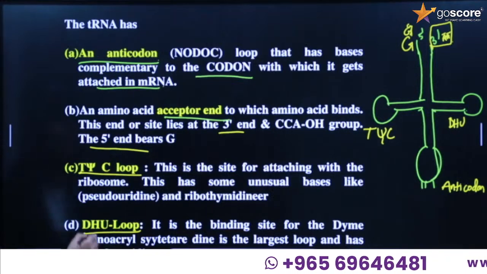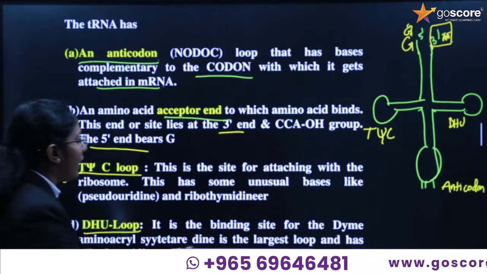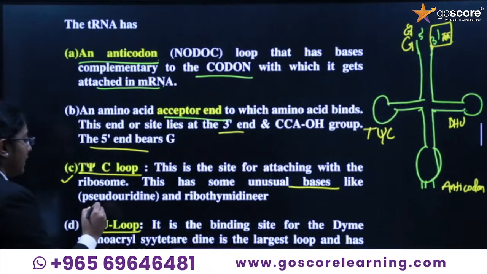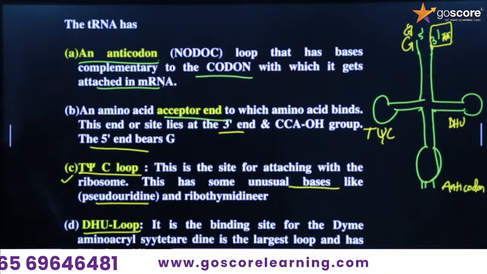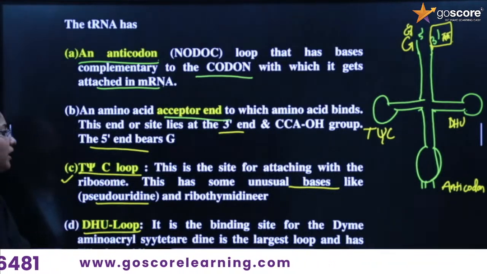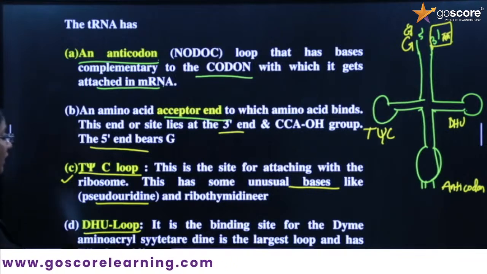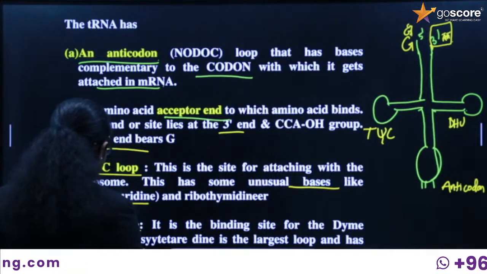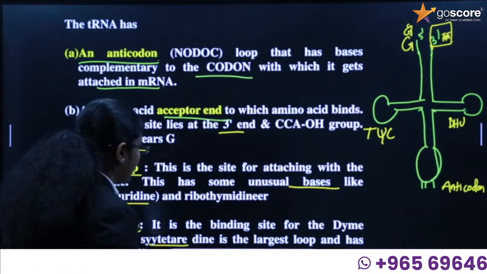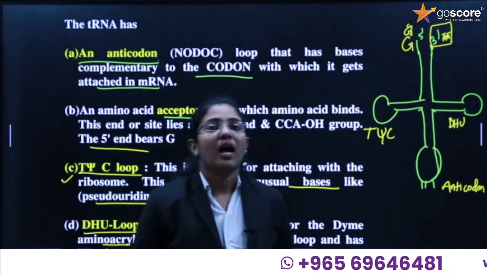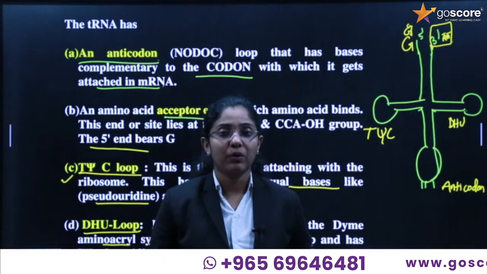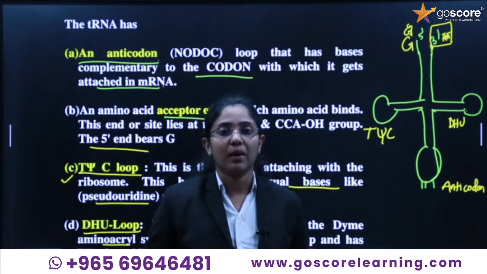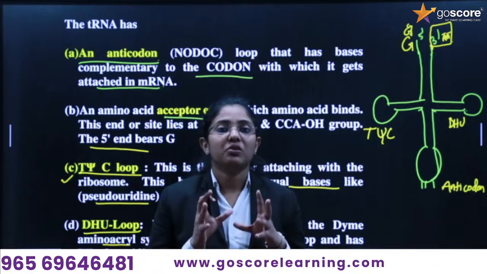In the T-psi loop, the ribosome is attached. This has some unusual bases. And what are the unusual bases present? It is pseudouridine. It is very important. It is given in brackets, but it is very important. And ribothymidine. Then the DHU loop, it is the binding site for the amino acyl synthetase, for the activation of this particular tRNA molecule. So that is the structure of tRNA.